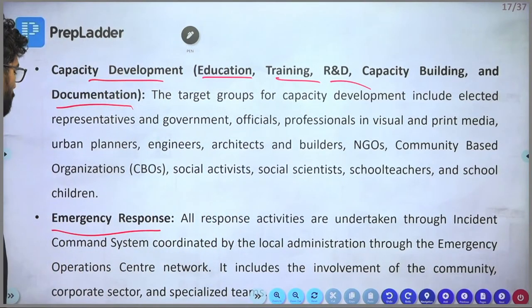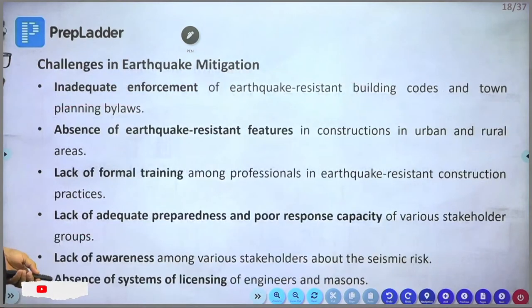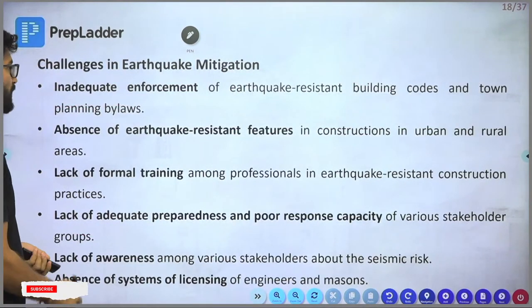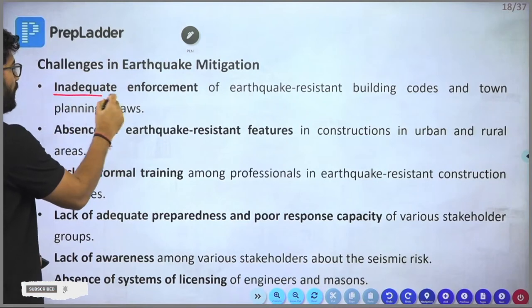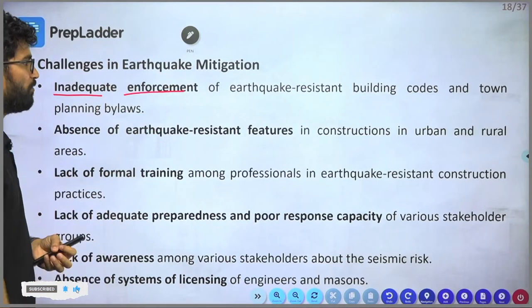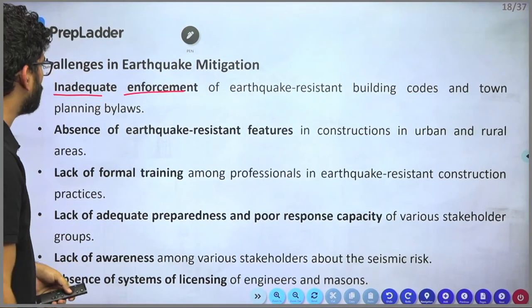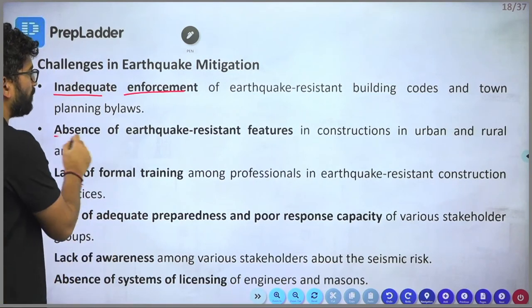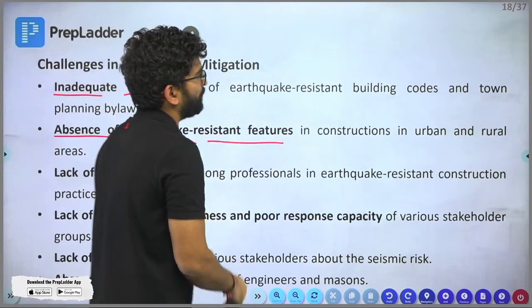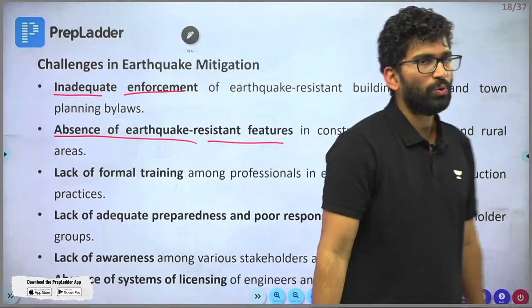Next, let's move forward. Challenges of earthquake mitigation. What are the challenges? Inadequate enforcement of earthquake resistant building codes and town planning bylaws. Absence of earthquake resistant features in buildings in India.